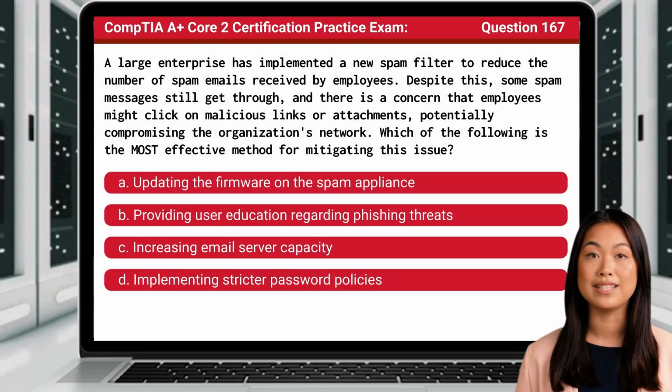Question 167. A large enterprise has implemented a new spam filter to reduce the number of spam emails received by employees. Despite this, some spam messages still get through, and there is a concern that employees might click on malicious links or attachments, potentially compromising the organization's network. Which of the following is the most effective method for mitigating this issue?